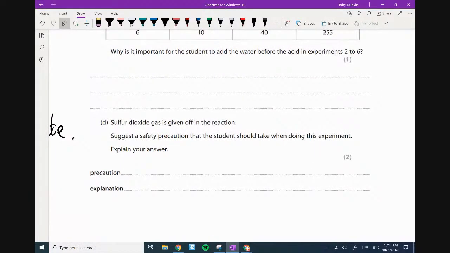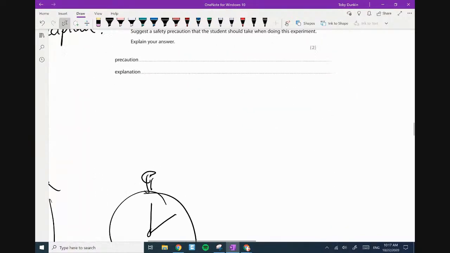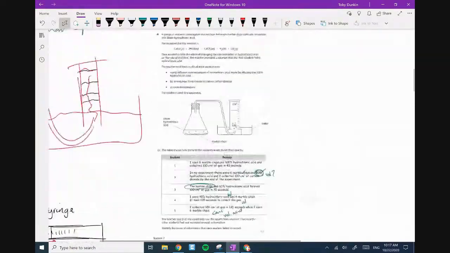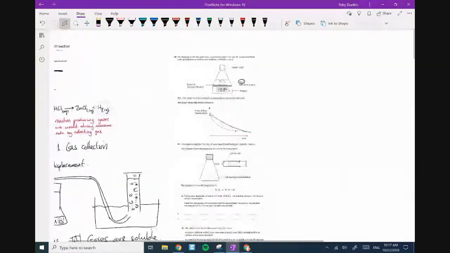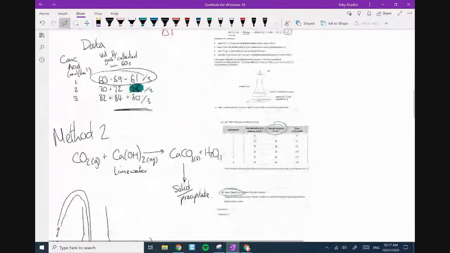Sulfur dioxide gas is given off in a reaction. What precautions do you take? Sulfur dioxide is toxic. So the precaution is a fume cupboard. The explanation is it's toxic. So I've just gone through a couple of questions just to show you these kind of things and how they appear in the exams. It's nice to see all 3 methods making an appearance as well, which is nice.